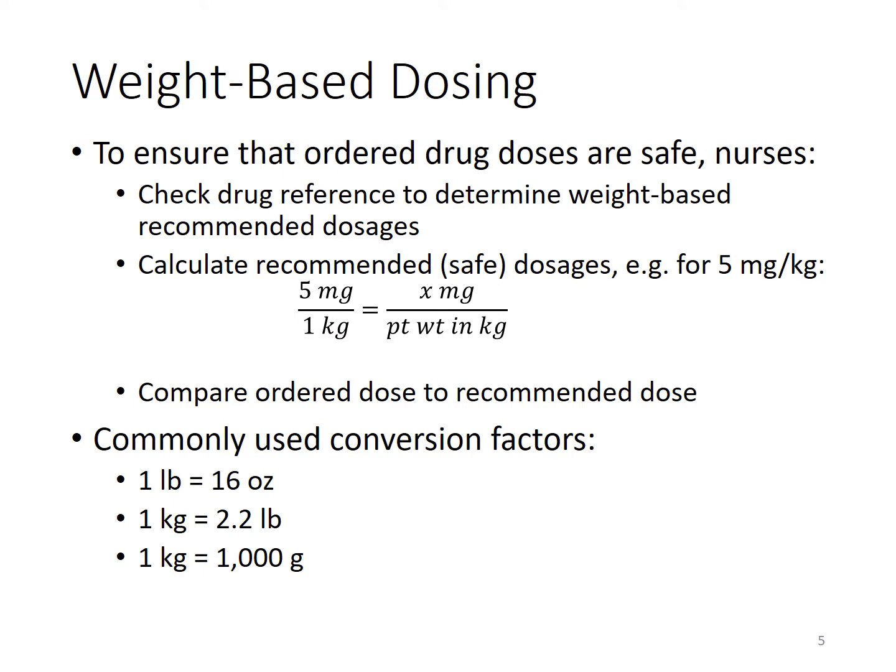So if we want to ensure that the ordered drug dose is safe, we would check the drug reference to determine the weight-based recommendation. So we're going to look at a Pedi drug reference. At Hasbro, you have to use their database. And then we're going to calculate. So for someone who weighs, for example, an order for 5 milligrams per kilogram is the recommended safe dose range. We're going to put 5 milligrams over 1 kilogram equals X milligrams over their weight.